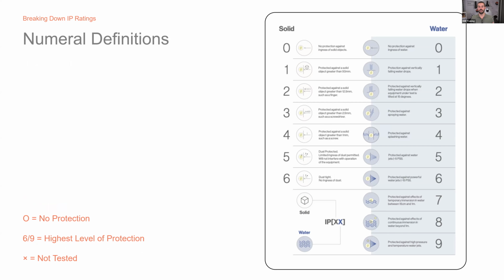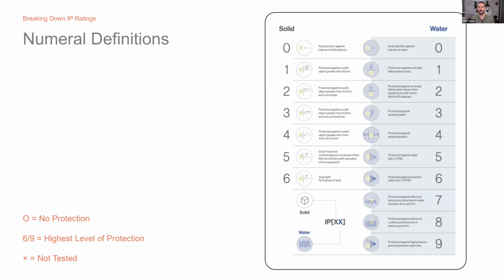So for the solids, we have numbers that go from 0 to 6. When you see 0 in the code, that means that there's no level of protection at all. It means that they've tested to a certain level, but it did not pass that level at all. 6 or 9, so 6 for solids and 9 for water, are the highest levels of protection that you can attain. And then if you see an X in the code, so for example, IPX4, it means that it hasn't been tested for that particular category. So if it's an X4, it means that we haven't tested for solid intrusion, but it's a level 4 for water.